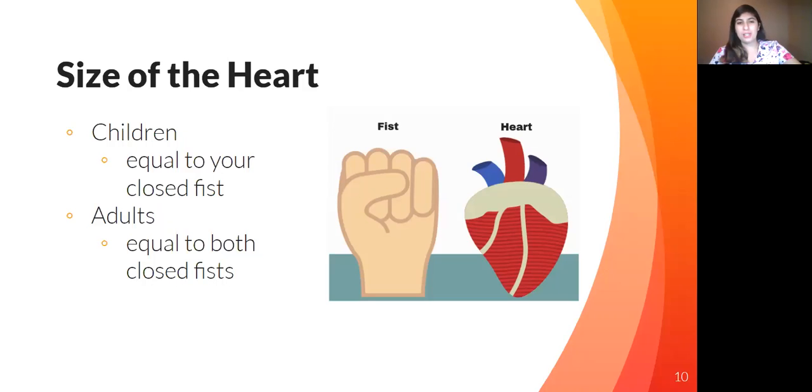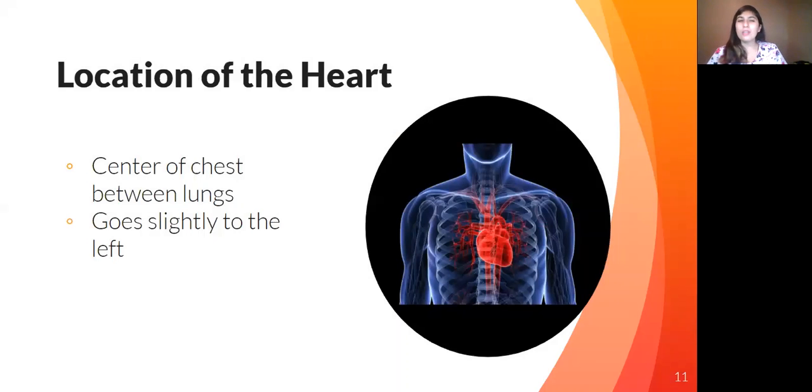So then the next thing we're going to talk about is, where is your heart located? A lot of people have the misunderstanding that your heart is completely on your left side. That is not right. As you can see here on the picture on the right, your heart is actually almost in the center of your chest. The heart sits between both your lungs, which are the things you use to breathe. So it's pretty much right here towards the center. It does slightly go to your left side, but it's not completely on the left side like people believe.